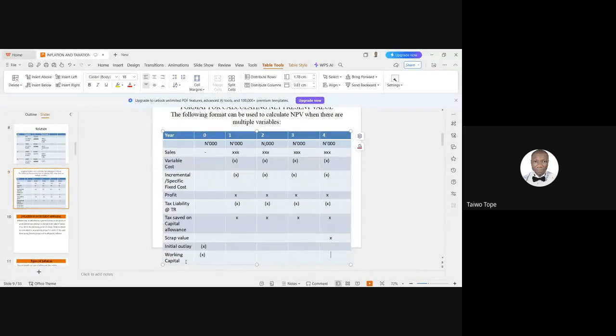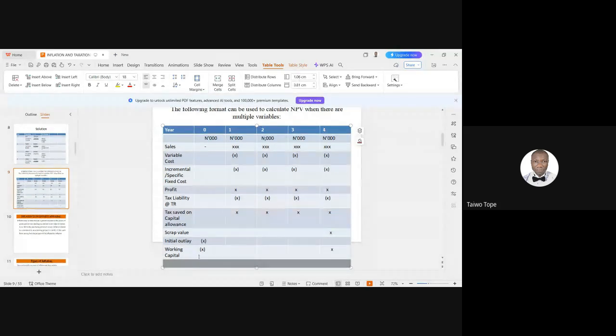It will be recovered because it's what you are using to run your business. Definitely, when the business ceases, you get it back. And as at that period, it will be an inflow. So your net cash flow will now be what?